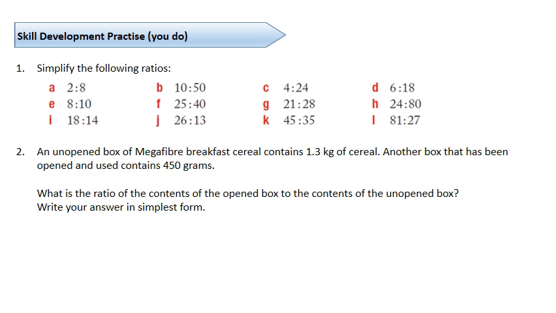Right, pause here, have a go at these questions, then push play when you're ready to see the answers and check your work. Right, there's the answers to the top bit. Next one down, an unopened box of Mega Fiber breakfast cereal contains 1.3 kilograms of cereal. Another box that has been opened and used contains 450 grams. What is the ratio of the contents of the open box to the contents of the unopened box? Write your answer in simplest form.